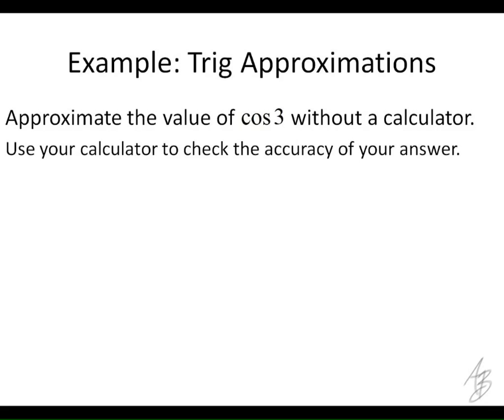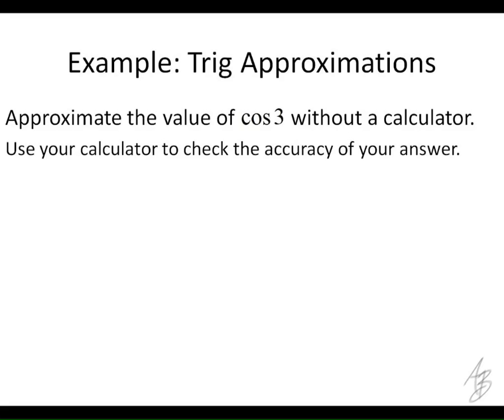Here's another example where prior to calculators, it would be really difficult to do a problem like this. With a calculator, it's really easy to just type in the cosine of 3, and it's going to give you a decimal accurate to 8 or 9 decimal places. Let's see how accurate we can get without a calculator, and then we'll check how accurate our answer actually is.